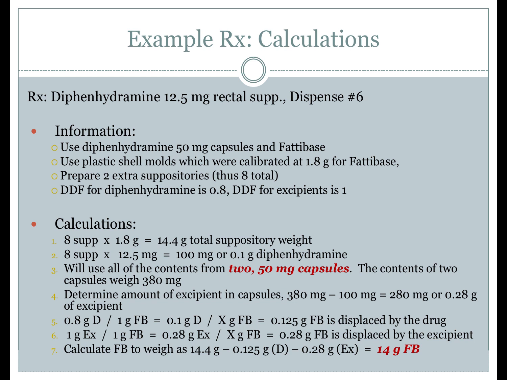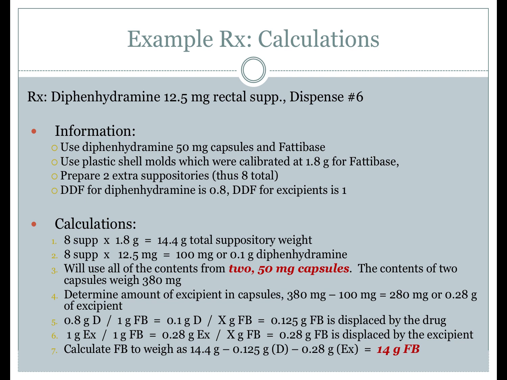The prescription calls for a diphenhydramine 12.5 milligram rectal suppository and to dispense 6. Our source of diphenhydramine is commercially available 50 milligram capsules. Remember, commercially prepared capsules often contain not only active drug, but also excipients such as binders or fillers. Thus, the powder contents of a single diphenhydramine capsule will provide both 50 milligrams of diphenhydramine as well as a certain weight of excipient.